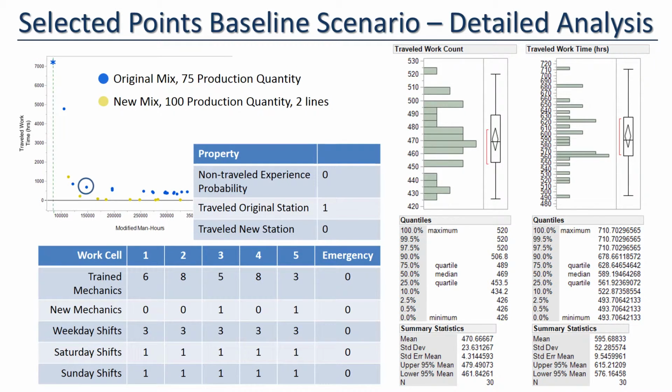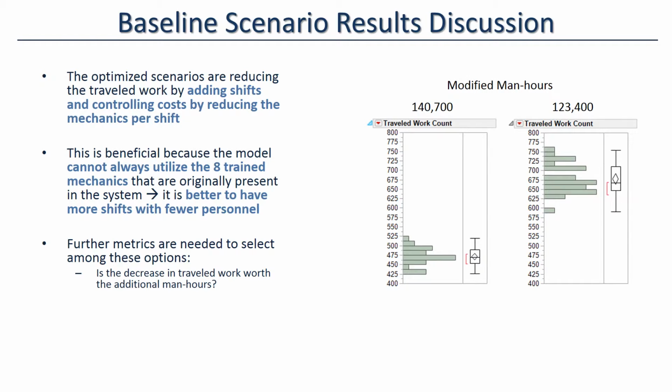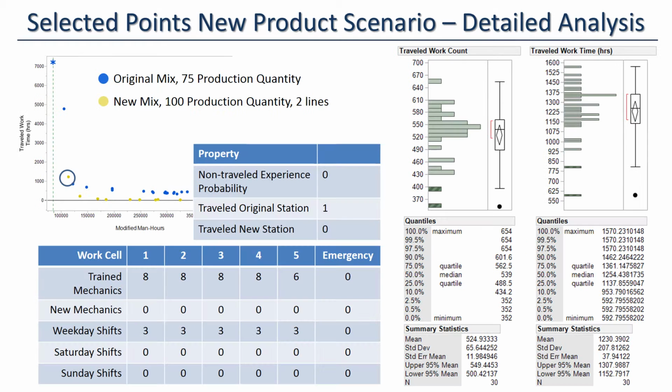And this is a very similar strategy here, where we just added a few extra mechanics for this second one. Okay, so the optimized scenarios presented are reducing traveled work by adding shifts and then controlling costs by reducing the mechanics per shift, which makes sense because we can't always utilize the 8 trained mechanics, so it's better to have more shifts with fewer personnel. But to choose between these two, we need to know how much cost we actually save by reducing this traveled work.